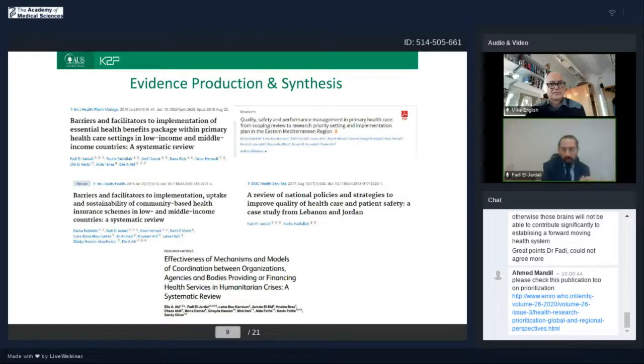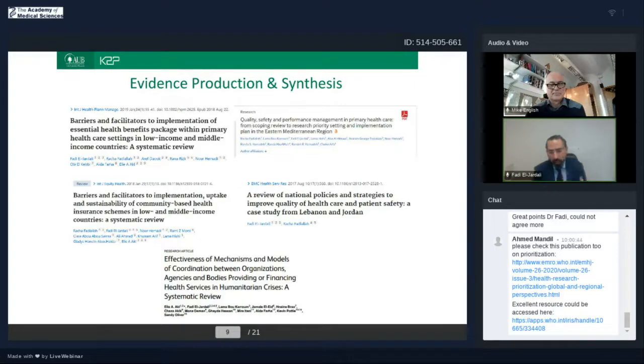We worked on looking at the barriers and facilitators for the essential benefit package within primary care, which is really very important for UHC. Also community-based health insurance schemes. We worked as well with teams from Harvard and the George Institute on work related to quality, how to improve quality, safety, and performance management in primary care. And we've done a very interesting scoping review, which is published, and we've looked at different policies. So all this is coming from priorities to inform decisions.